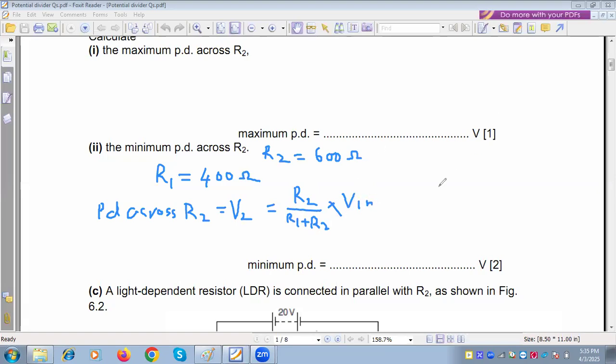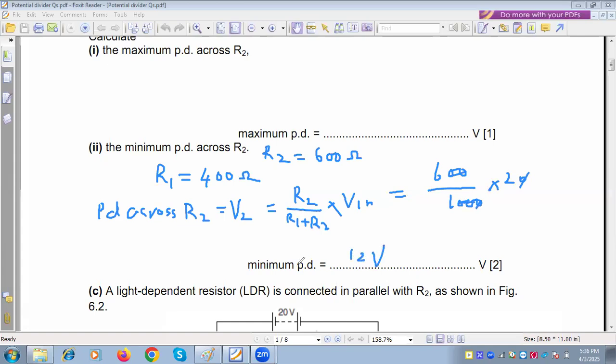So when we solve it, 600 divided by 400 plus 600, which is 1000, into 20. These two zeros cancel, these two zeros. So 6 times 2 is 12 volt.